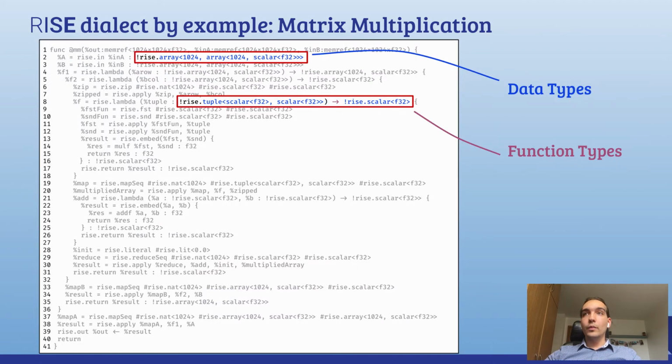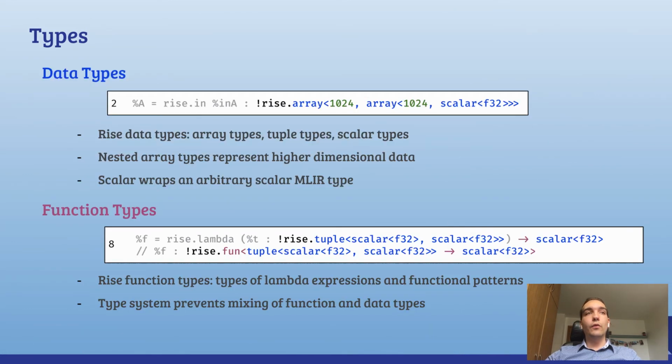So we introduce some custom types. We introduce data types and function types. And the three data types we introduce are for arrays, tuples, and scalars. Here, for example, is the type of matrix A, which is an array of size 1024 of arrays of size 1024 of scalar F32s. What you can note here is that multidimensional data is represented via nesting of arrays, which is very natural in this functional representation, and that our scalar type represents an arbitrary scalar type. Here, for example, it wraps an F32 from the standard dialect.